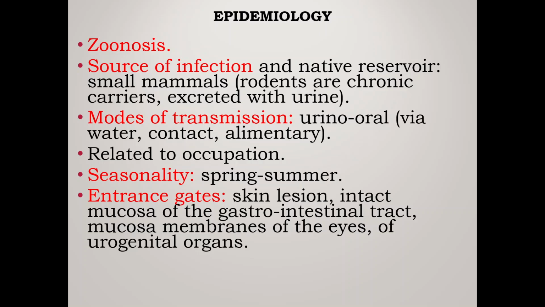Epidemiology. Leptospirosis is a zoonotic disease, because the source of infection and natural reservoir are small mammals. Rodents are chronic carriers, excreting the agent with urine, and other mammals depending on serotypes. Mode of transmission: urine, oral, via water, contact, alimentary. Related to occupation, seasonality, very often spring and summer. Entrance gates: skin lesions, intact mucosa of the gastrointestinal tract, mucous membrane of the eyes, and urogenital organs.